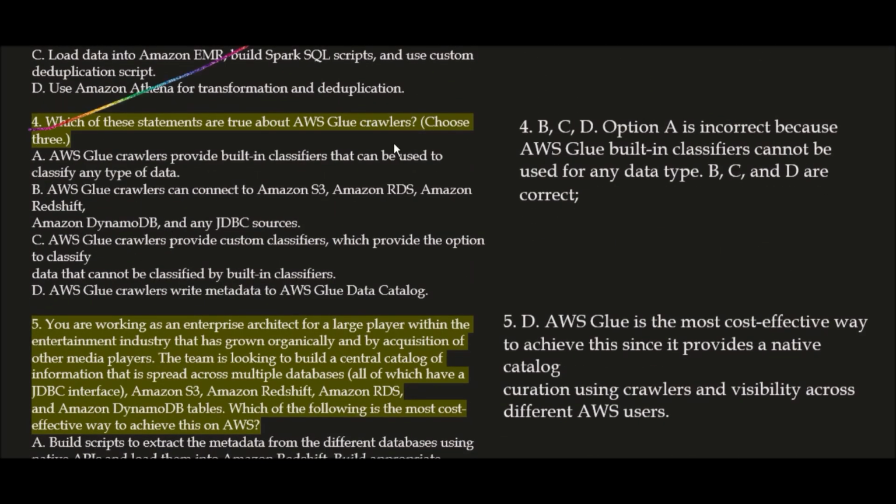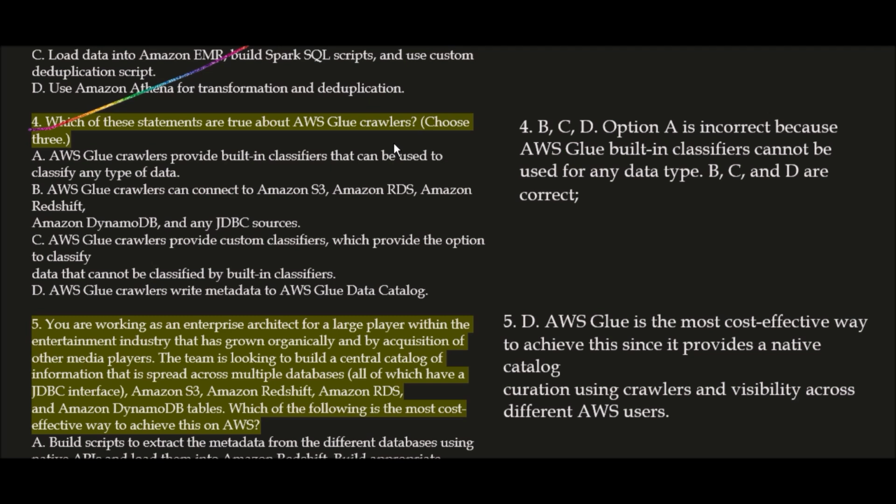Which of these statements are true about AWS Glue crawlers? Choose any three. Option A. AWS Glue crawlers provide built-in classifiers that can be used to classify any type of data. Option B. AWS Glue crawlers can connect to Amazon S3, Amazon RDS, Amazon Redshift, Amazon DynamoDB and any JDBC sources. Option C. AWS Glue crawlers provide custom classifiers which provide the option to classify data that can't be classified by built-in classifiers. Option D. AWS Glue crawlers write metadata to the AWS Glue Data Catalog.